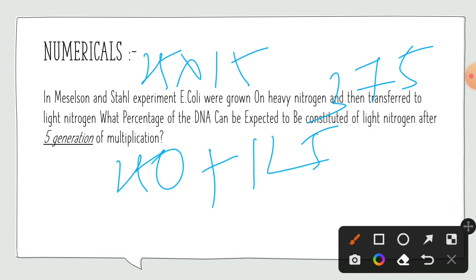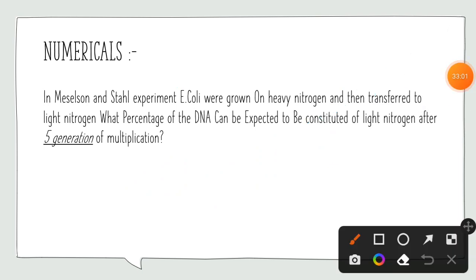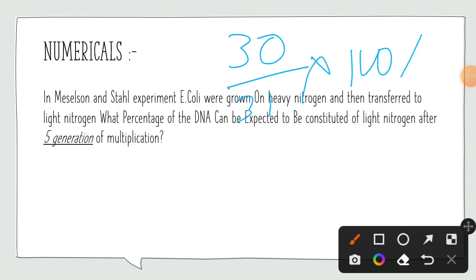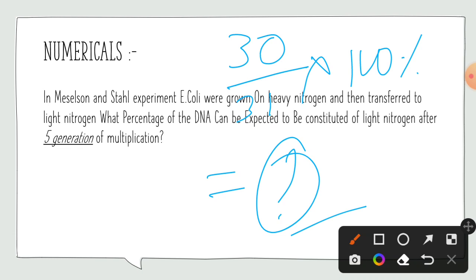So the percentage will be 30 by 32 into 100, and this will be your answer. Okay, so I have taken a critical problem so that when you face problems having 3 generations or 2 generations, it will be easier for you. I hope you have understood the concept very well, and thank you for listening to this class.